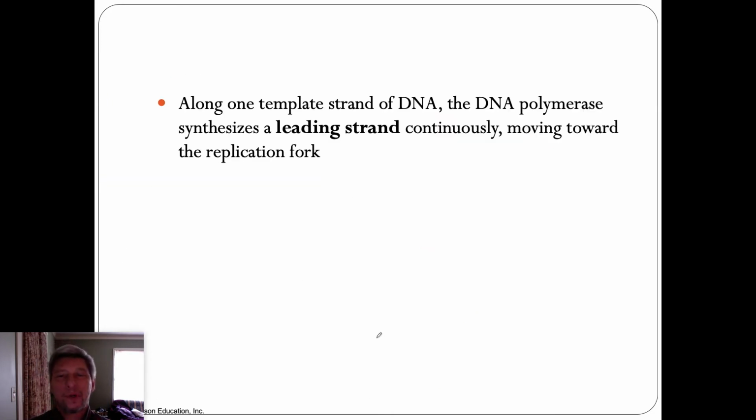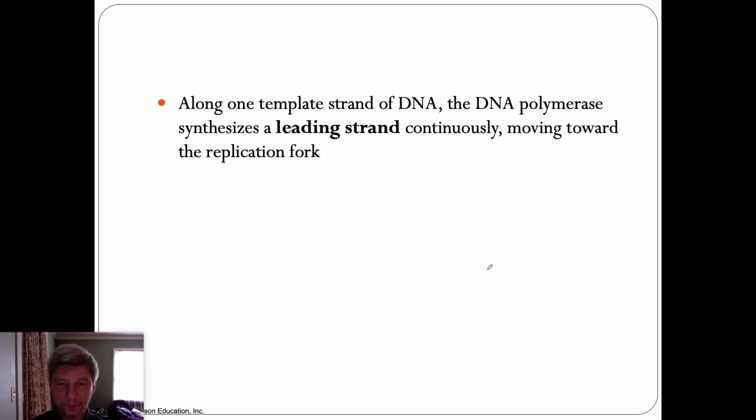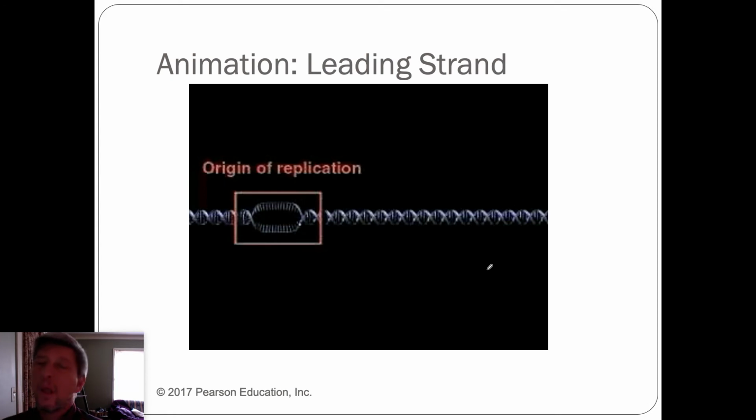So along one template strand of DNA, the DNA polymerase synthesizes the leading strand continuously, moving toward the replication fork. Let's go back to the picture. Here's the leading strand, and the DNA polymerase is just adding nucleotides all the way along, following along behind the helicase. Take a minute or two and go back and look at the original PowerPoint for this presentation and watch this animation. It'll show you the differences between leading strands and lagging strands.